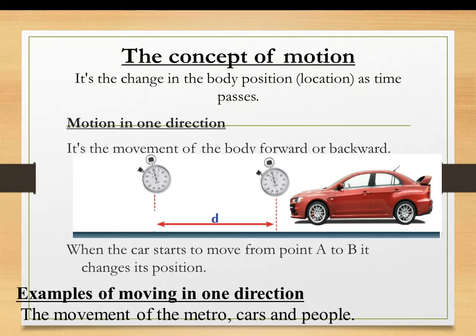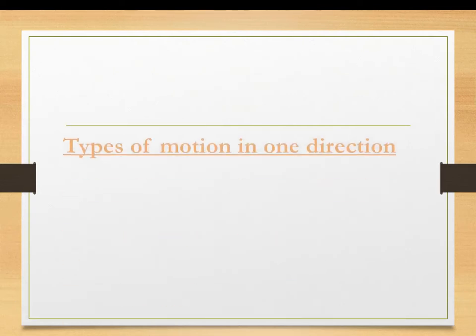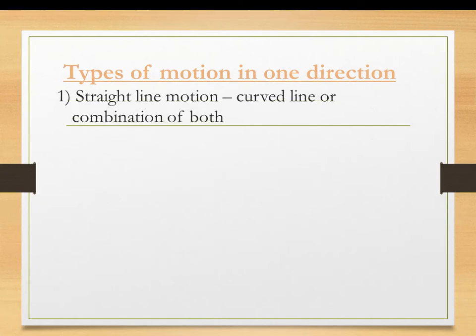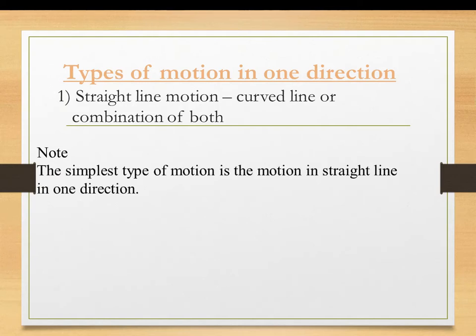We have here examples of moving in one direction: the movement of a metro, a car, or people. The metro starts its trip from one station and ends in another station. It will move in one direction. Let's go to another point, the types of motion in one direction. We have straight line motion, curved line motion, and we can move in both of them. The car can move in a straight line, then in a curved line, or both of them.